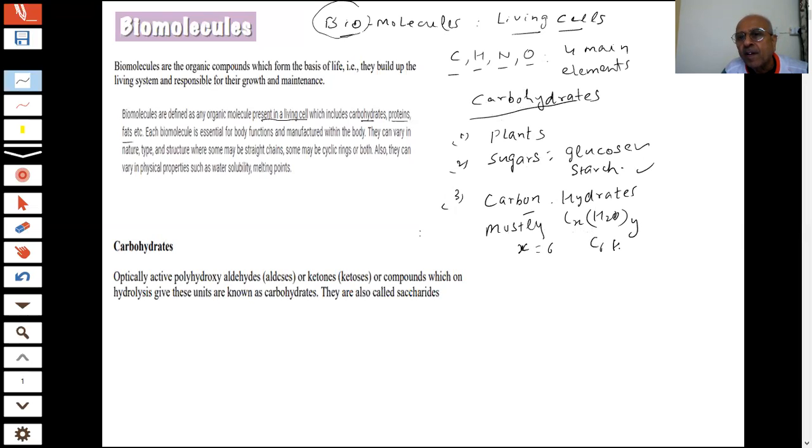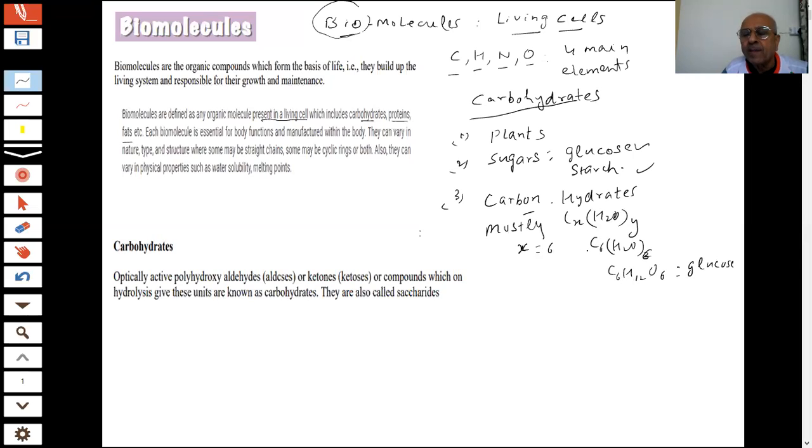C6H2... So if I put x equal to 6 and y equal to 6, what am I getting? C6H12O6. That is glucose.